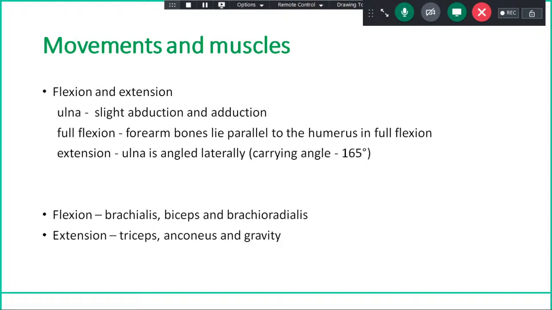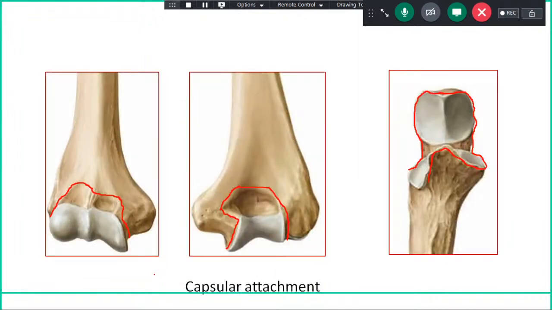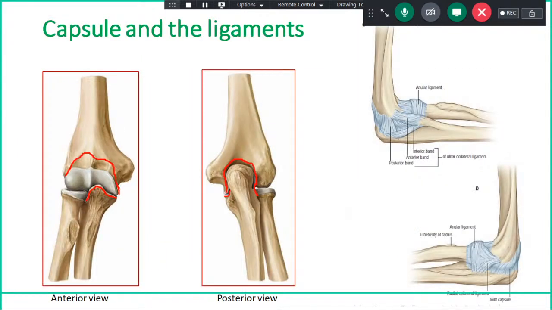Okay, before going to the movements and the muscles, there is one more thing I would like to stress upon, that there are certain bursas which are related to the joint. On the posterior aspect you have this olecranon bursa just in front of the triceps muscle. Also there is a subcutaneous bursa over the subcutaneous part of the posterior surface of the olecranon.